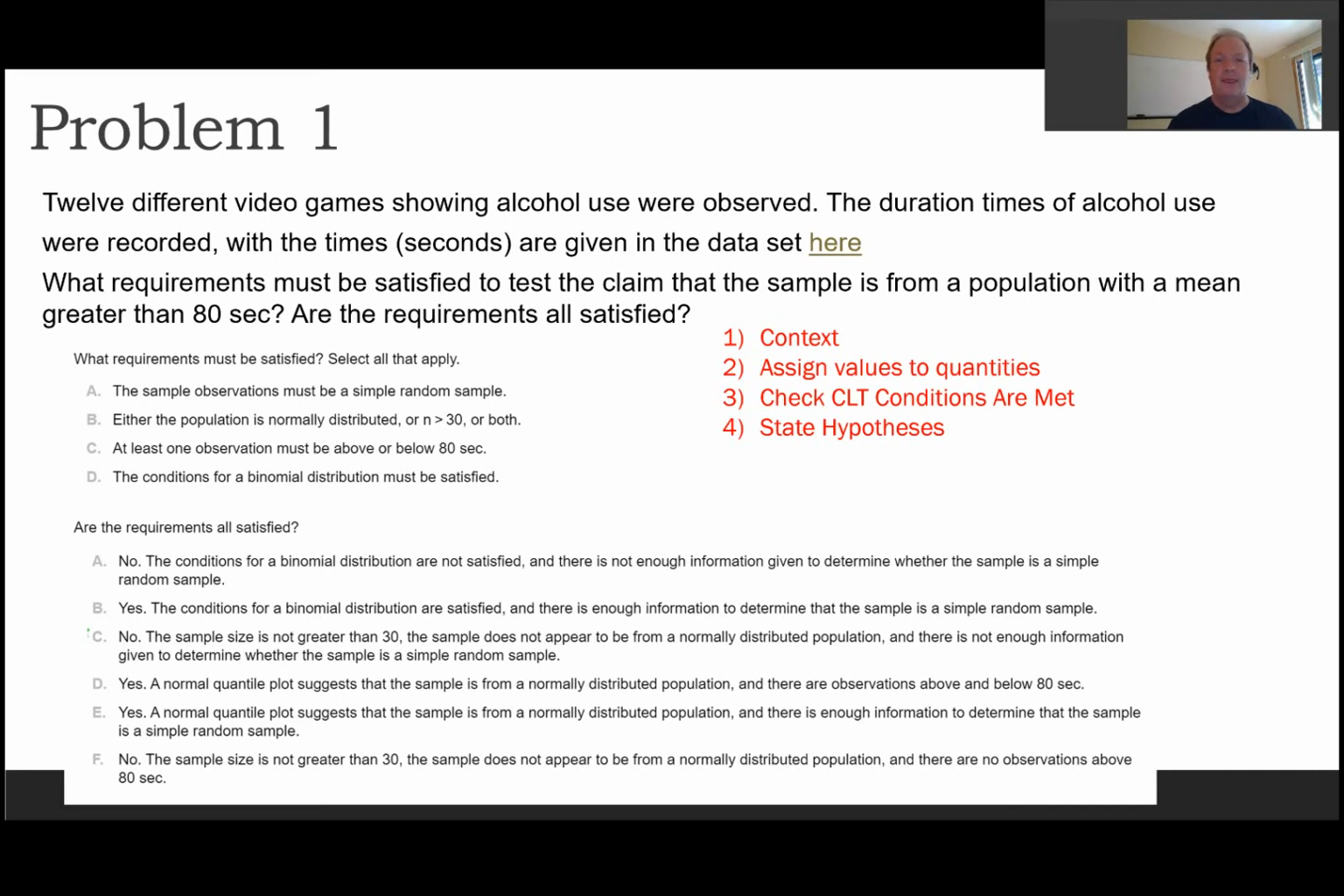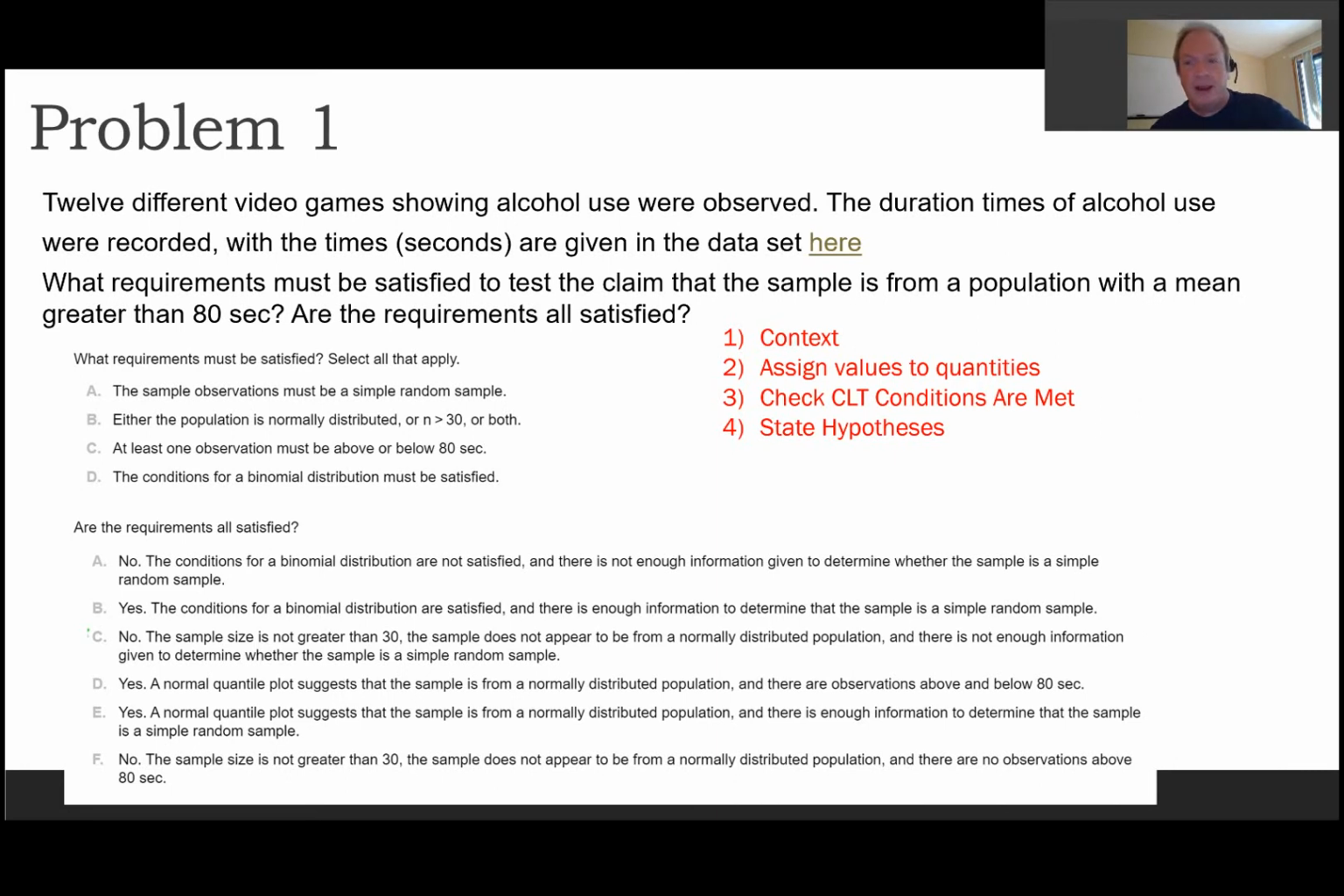Okay, so we're told that 12 different video games showing alcohol use were observed. The duration times of alcohol use were recorded, with times in seconds, and they're given in the data set here. You can click on that and open that up. What requirements must be satisfied to test the claim that the sample is from a population with a mean greater than 80 seconds? Are the requirements all satisfied?